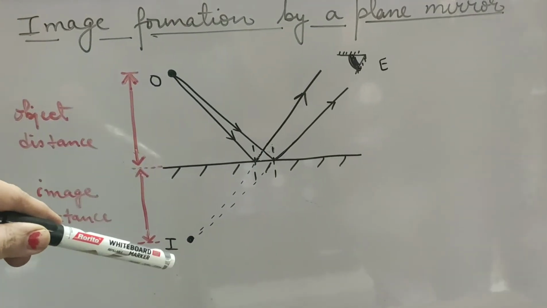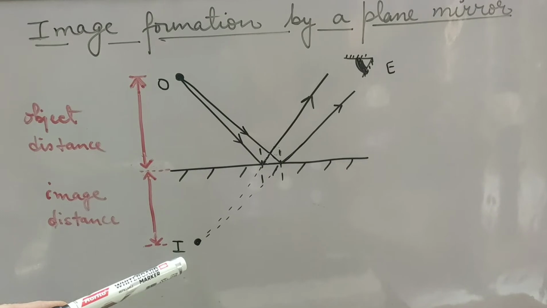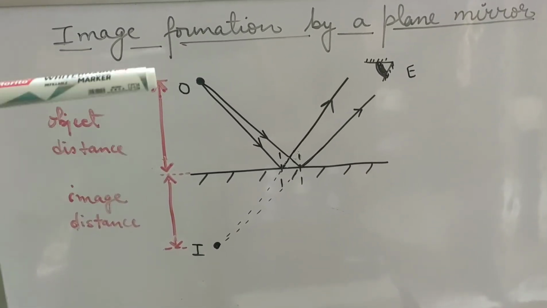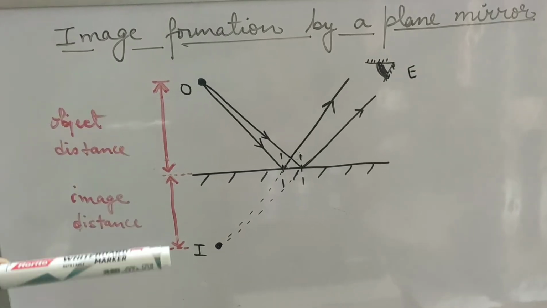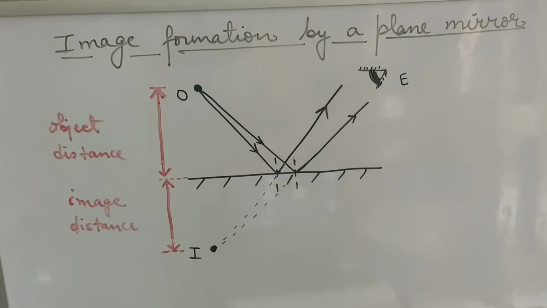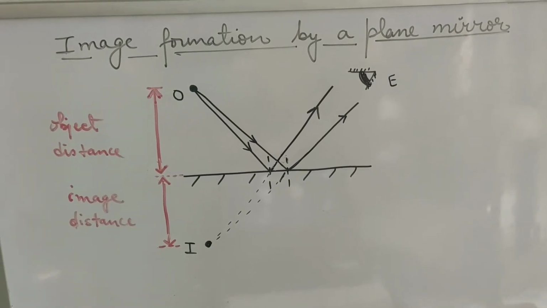When produced backwards, we can locate the position of the image, and you will observe that the object distance, that is the distance between the object and the mirror, is the same as the image distance, that is the distance between the mirror and the image. This is one of the important properties of the image formed by a plane mirror.